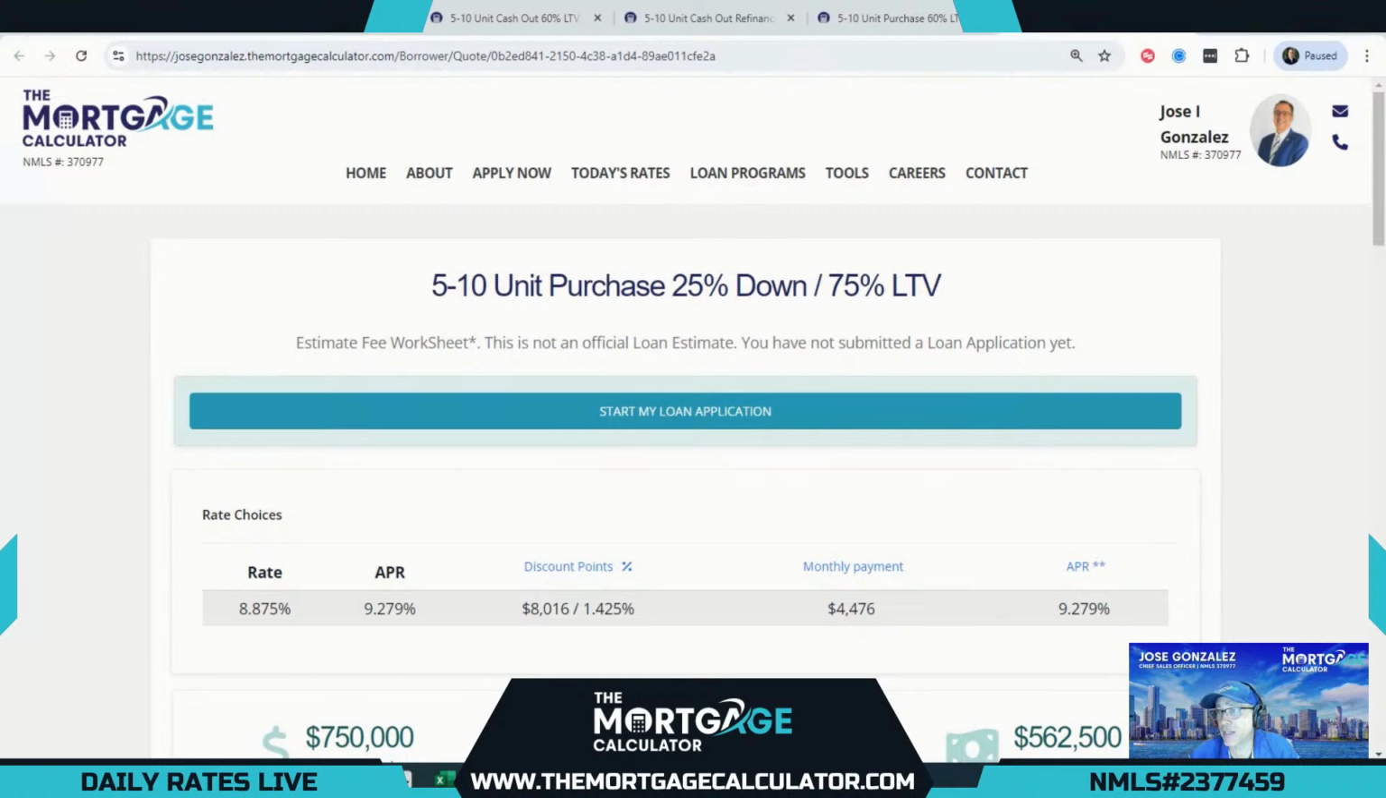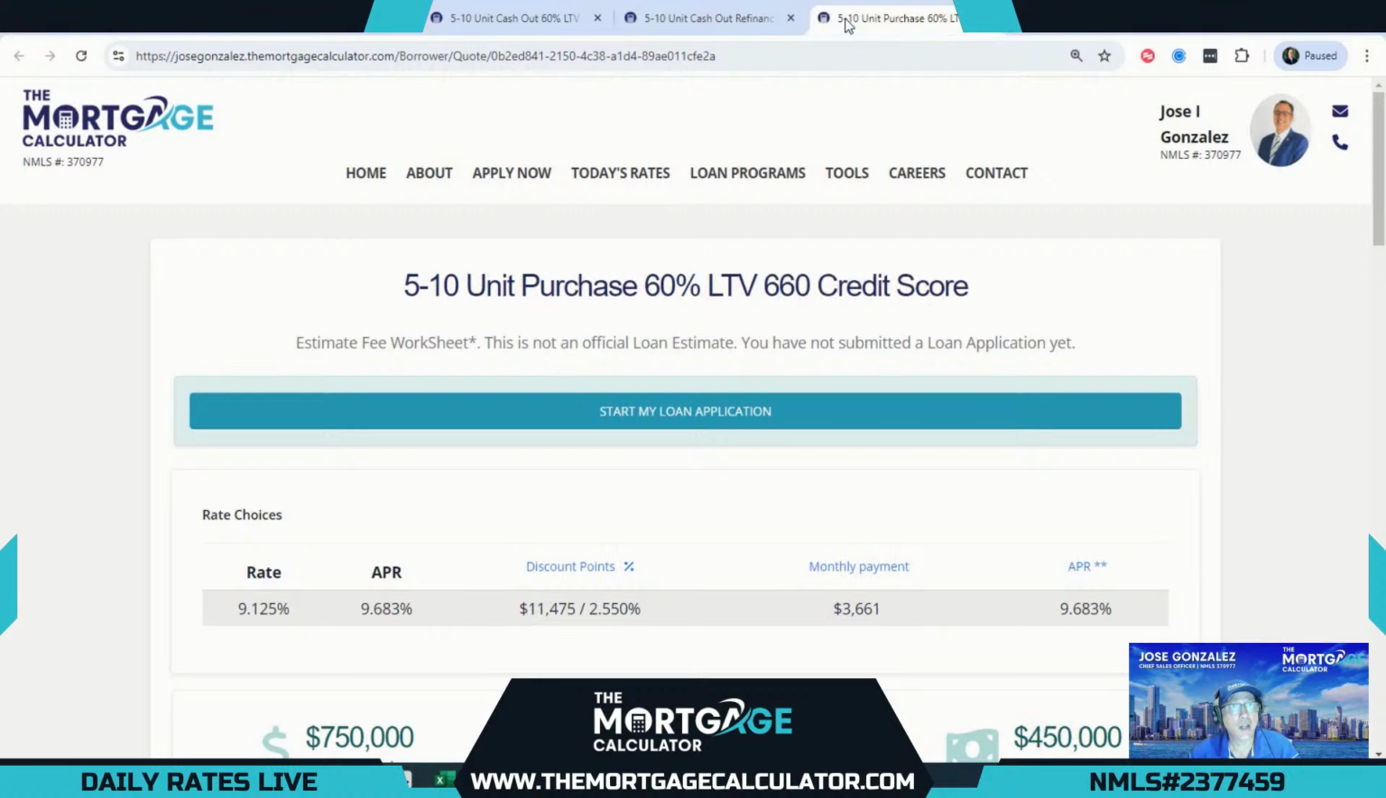Were we taking this to a commercial conduit, we would be looking at an interest rate anywhere from 1.5% to 2% higher, plus a higher cost. Our second option here is our low credit score option with a 660, 9.125, 60% LTV, at a cost of 2.55 points.